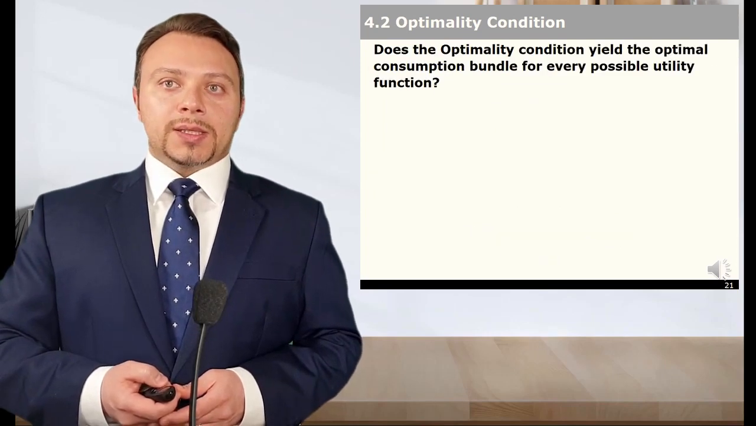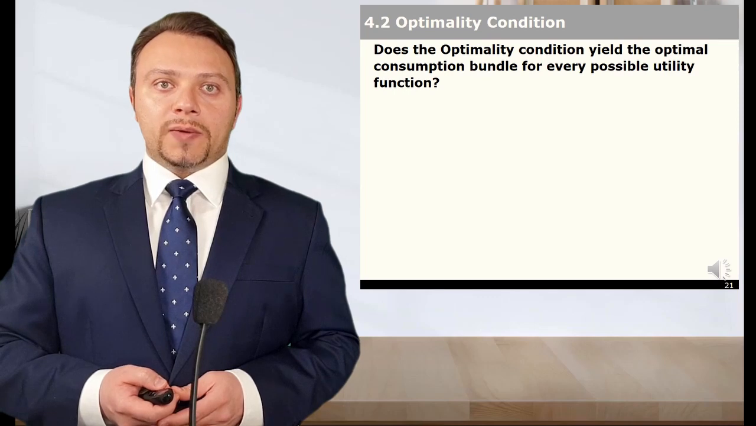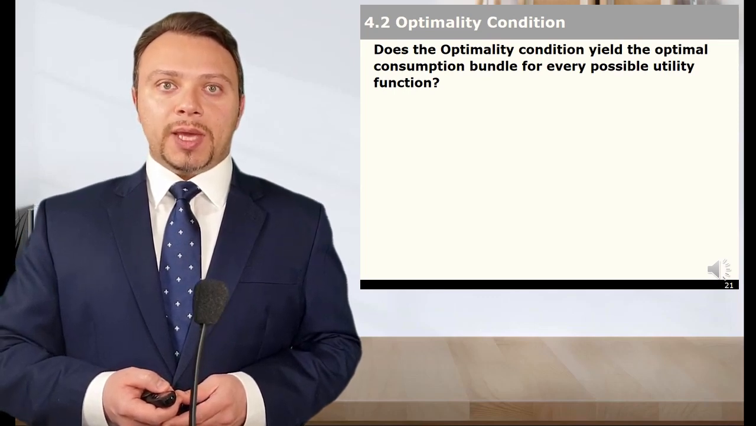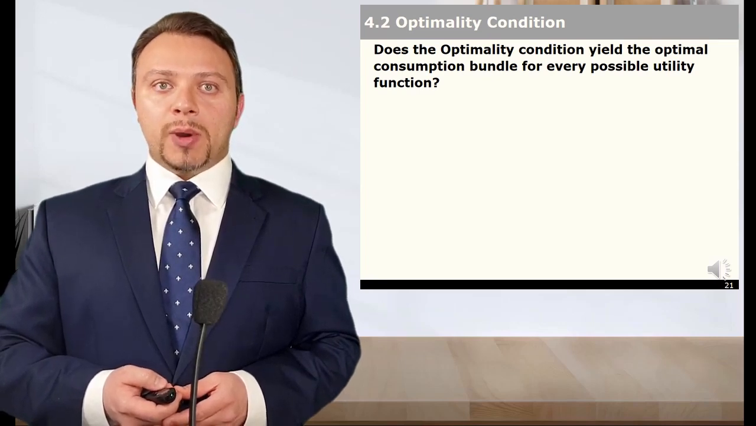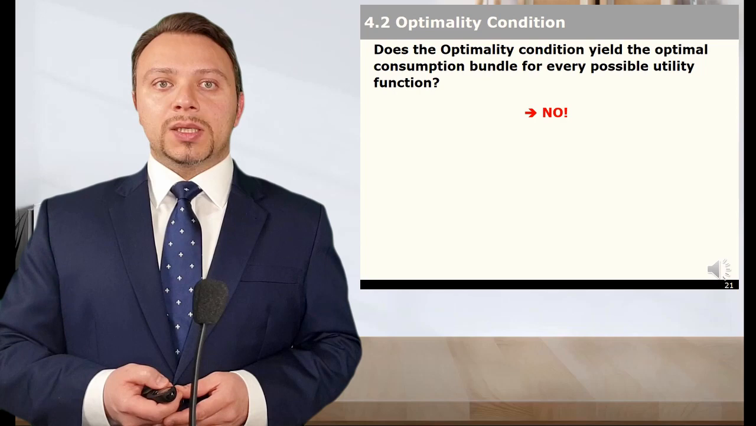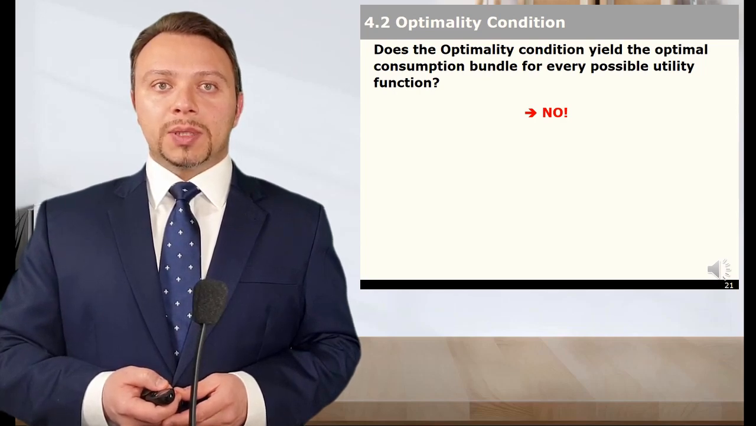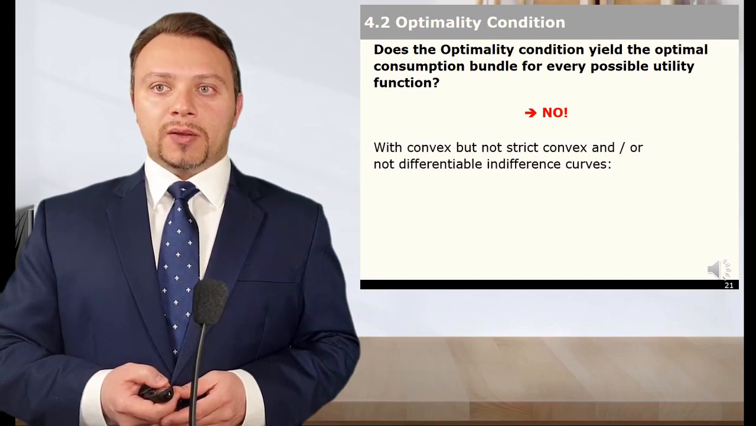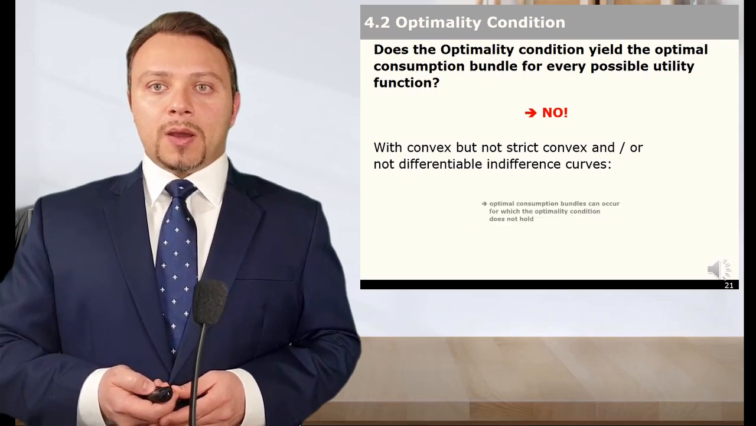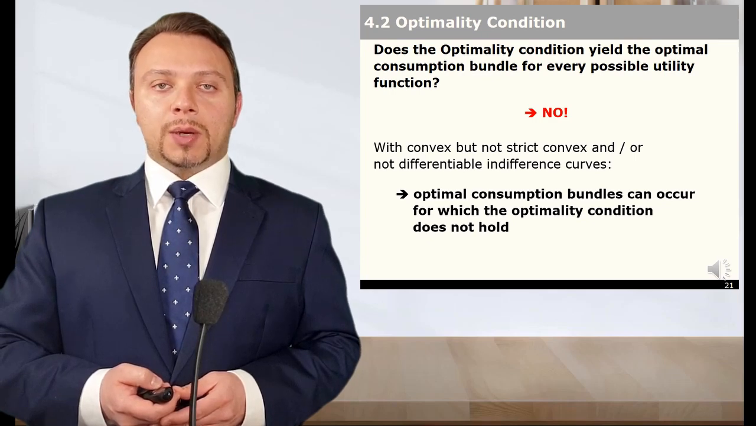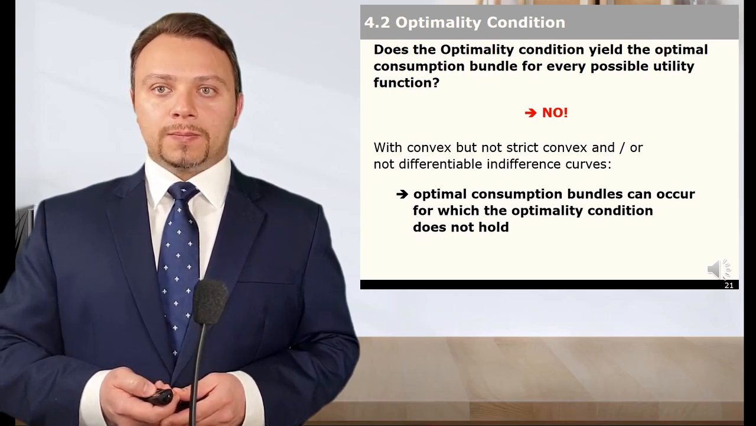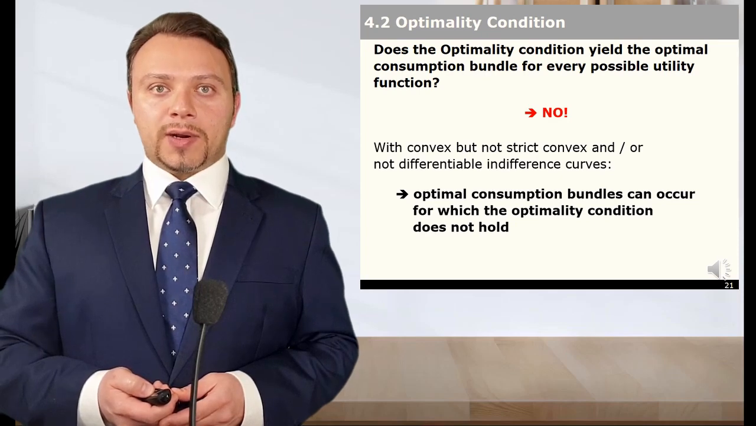This is a pretty nice condition, which we often can compute if the utility function produces well-behaved indifference curves, which are strictly convex and monotonic. However, the optimality condition does not always yield the optimal consumption bundle. With convex but not strictly convex, and with non-differentiable indifference curves, we can have optimal consumption bundles for which this optimality condition does not hold. We will deal with this in one of our tutorials.